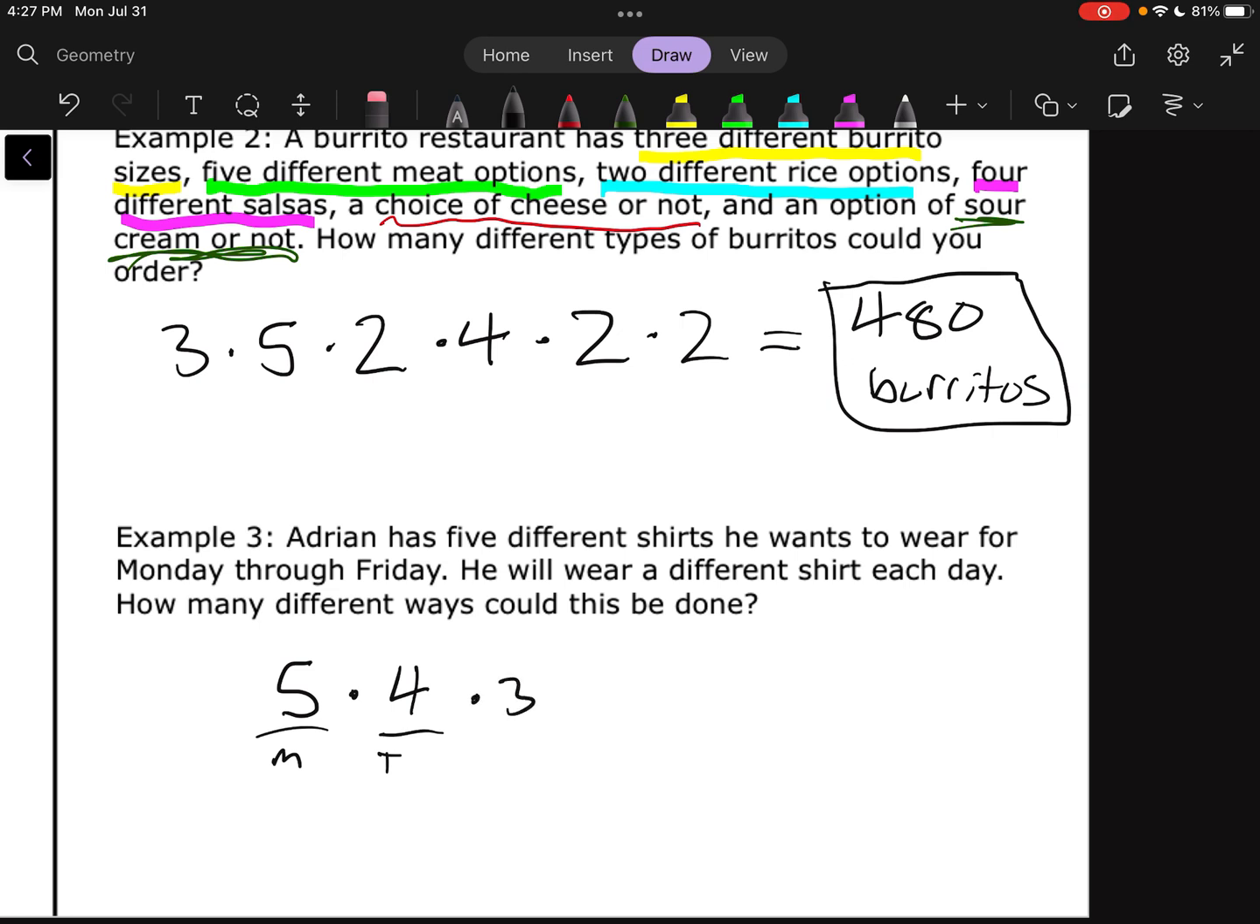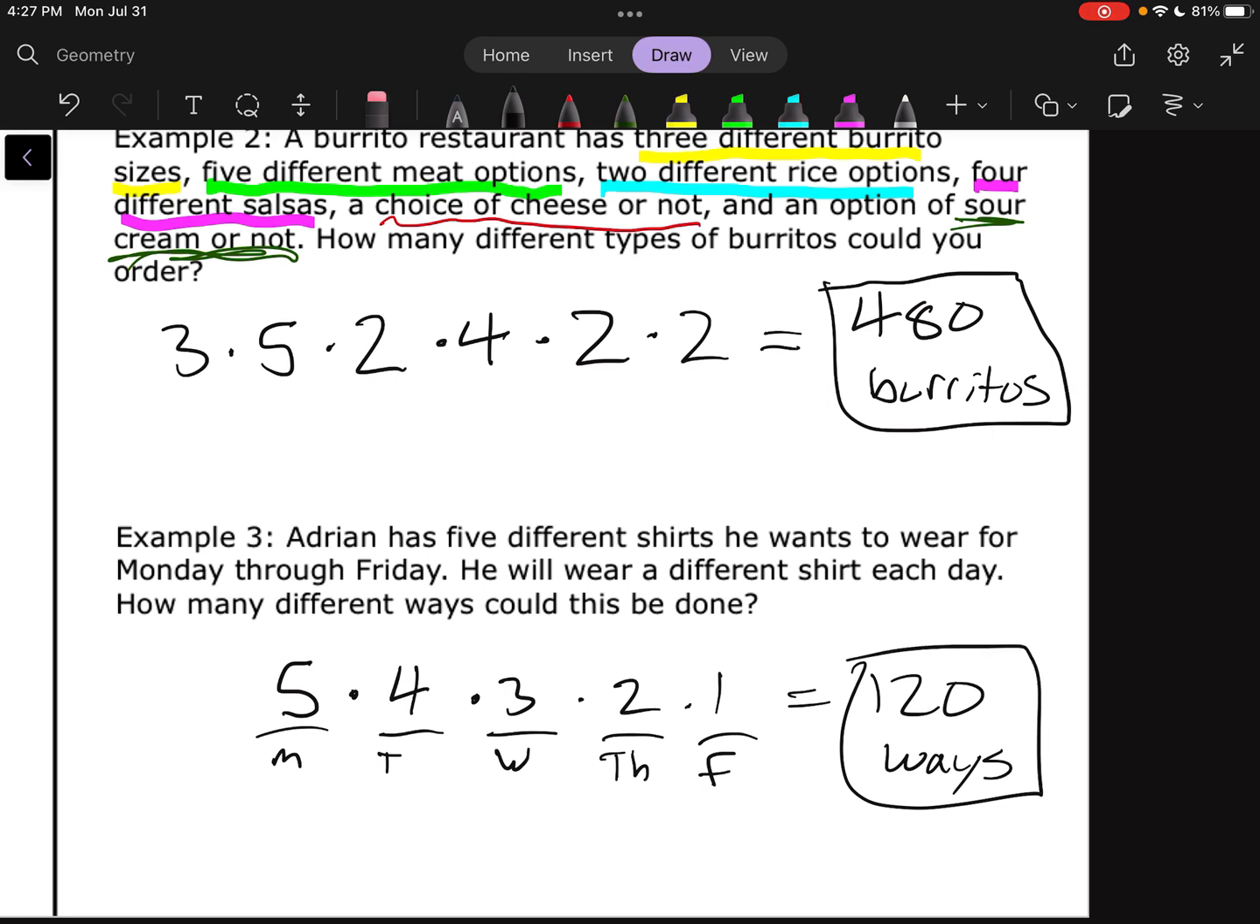Then for Wednesday, he's got 3 options. For Thursday, I almost wrote 4 again, he's back to 2 options. And then on Friday, he only has 1 option left. So that's how many different options we have for each day. 5 times 4 times 3 times 2 times 1 is 120 ways.